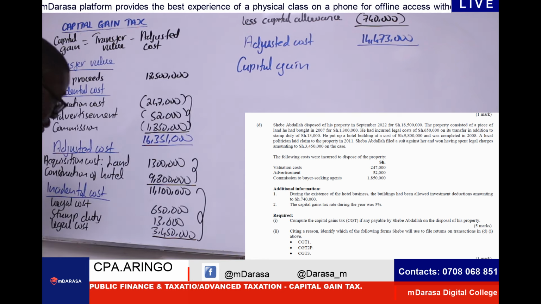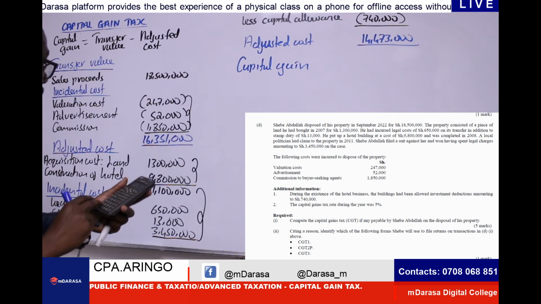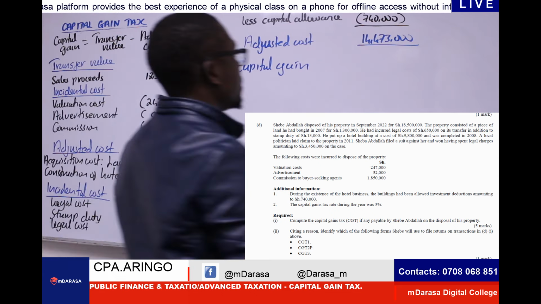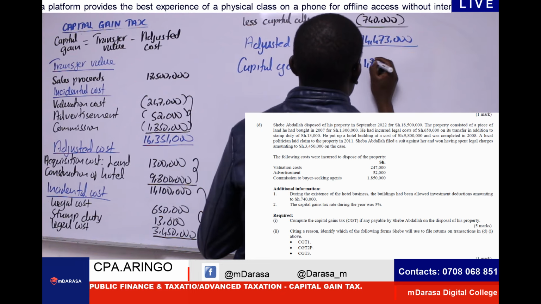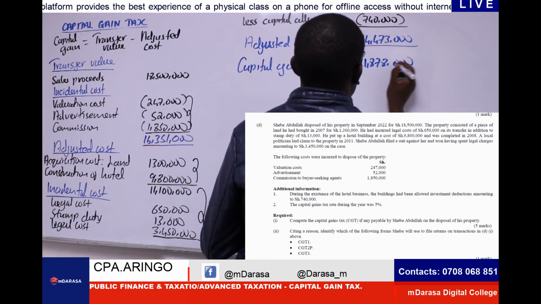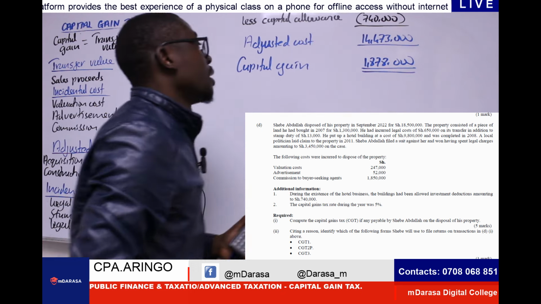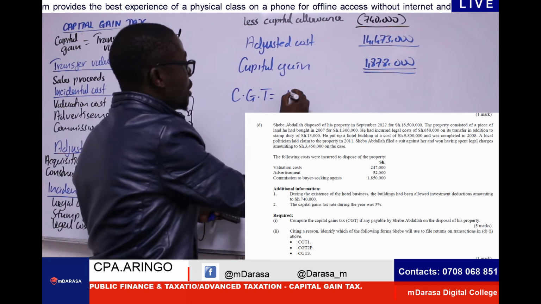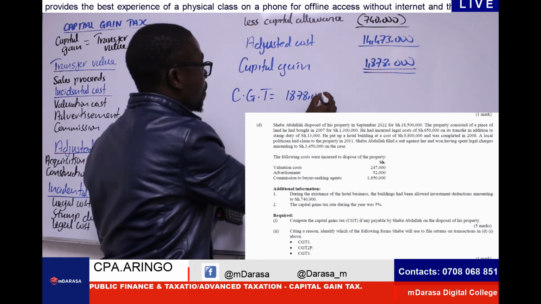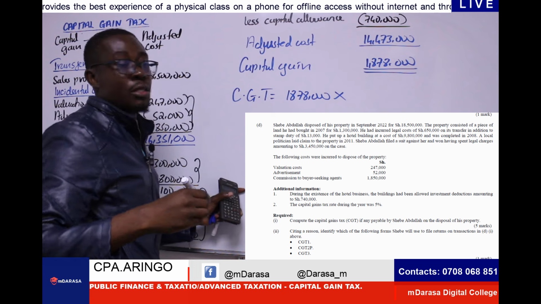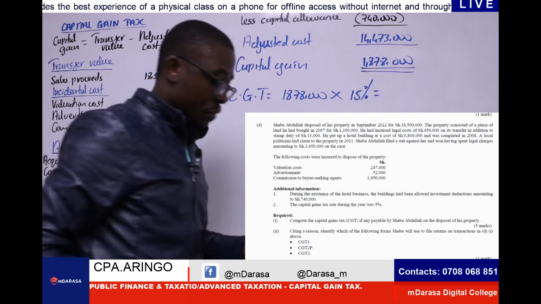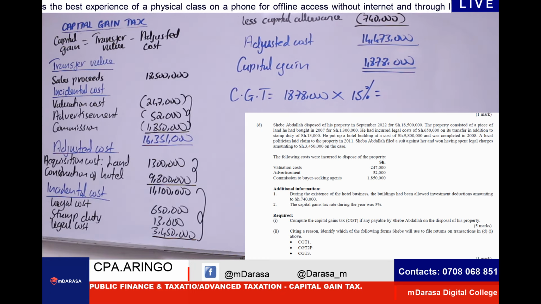A capital gain will be 16,351 minus the answer to give us 1,878,000. Having our capital gain, what would be our CGT? Capital gain tax, therefore, will be 1,878,000 by our current capital gain tax rate of 15%. That would give us our capital gain tax of how much?